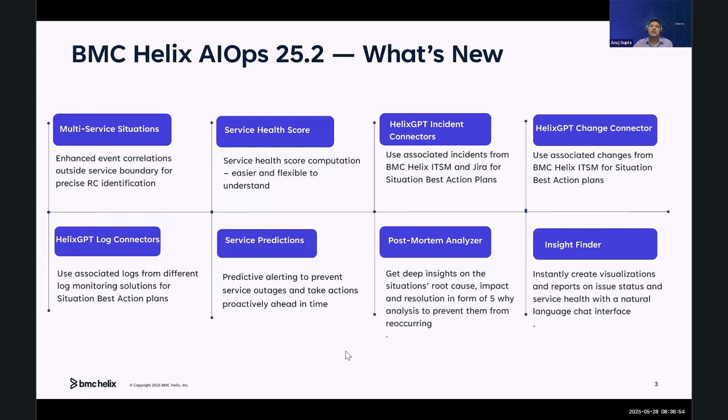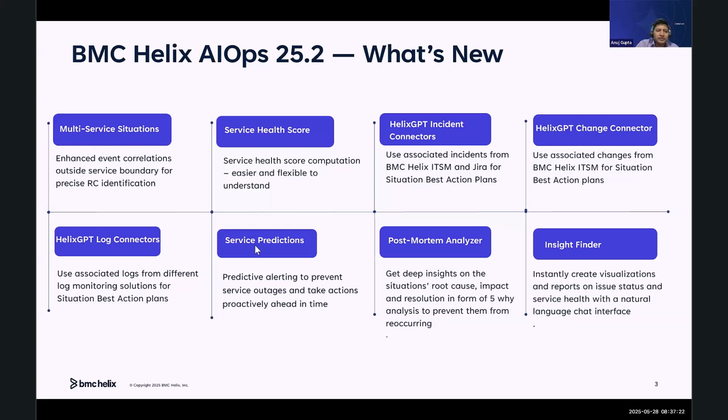With that said, these are some of the key highlights from our Helix AIOps capabilities that are already generally available in 25.2. Let me give you a quick view around each of them, and then I'll go to each of these capabilities one by one for some more details around it.